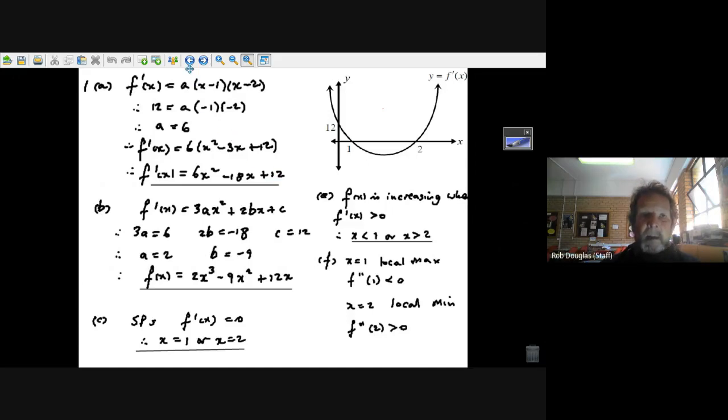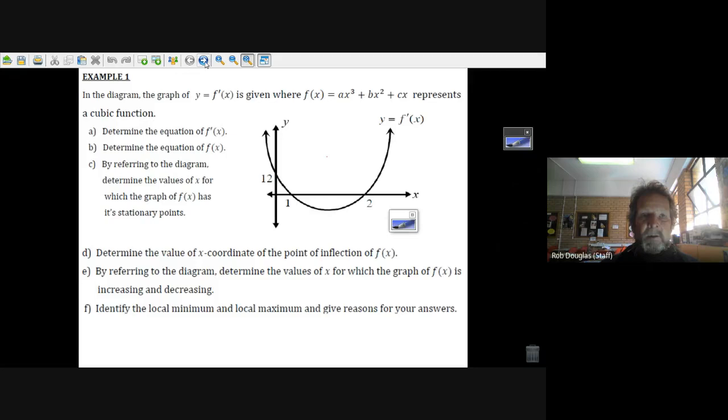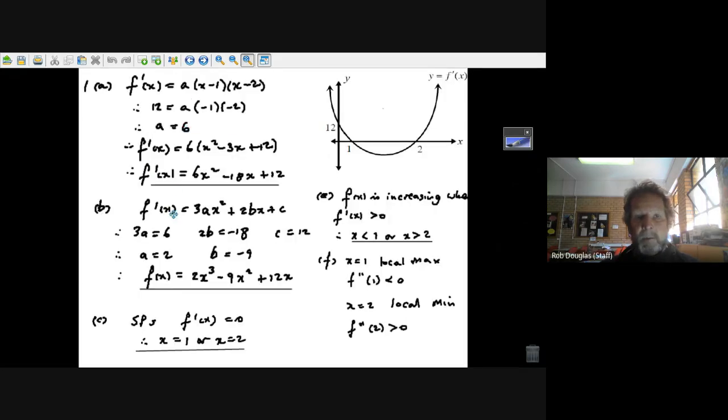Okay, now the next question is determine f of x. And we can see what Mr. Autry does. We've got that f prime of x is equal to 3ax squared plus 2bx plus c. You just take the derivative of that function. But hey, we know that 3a is equal to 6. So a must be 2, because we're looking at the derivative.